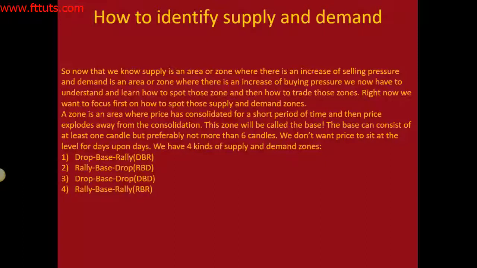We have 4 kinds of supply and demand zones. So we're going to have a drop base rally, which is a DBR, a rally base drop, which is a RBD, a drop base drop, which is a DBD, and a rally base rally, which is a RBR.